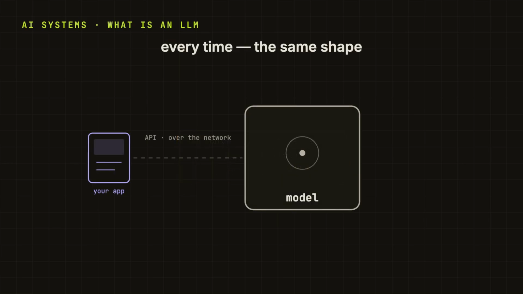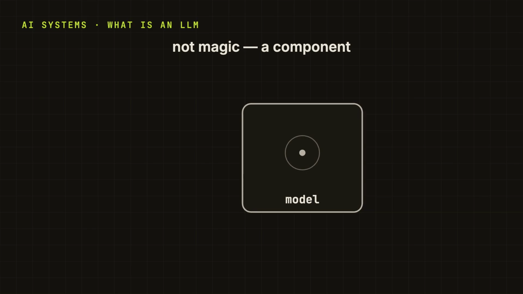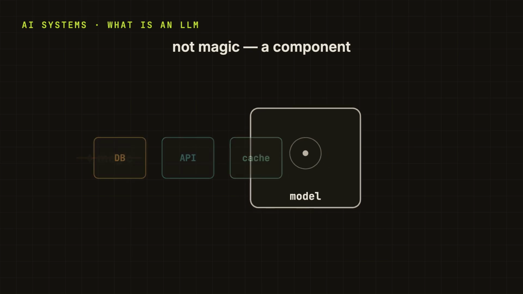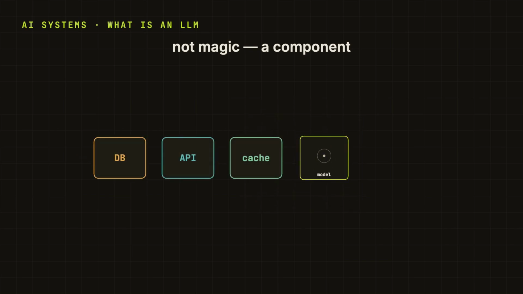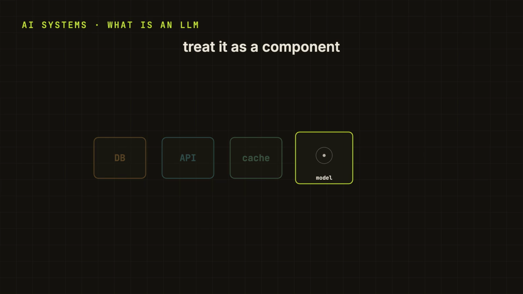So every single time, the flow is the same. You hand it a block of text, it runs the predict the next word loop over your text and hands you back the result. One request in, one response out. That's the whole interface. Text in, text out. A service you call, same as any other service on the internet. And that's the first quietly big idea here. This AI is not some special magical category of thing. It's a component, a box you send a request to and get a response from. Treat it as a component, and honestly, everything downstream gets a lot less mysterious.